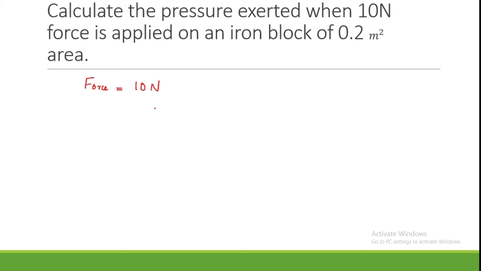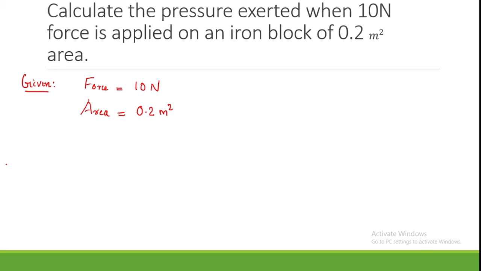Force has a unit, so force is 10 Newton. Now, force is applied on an iron block. So there is a block made of iron, and the relevant information we need is the area. Area is given to be 0.2 meter square. This is given. Now, what is the thing we need to find?